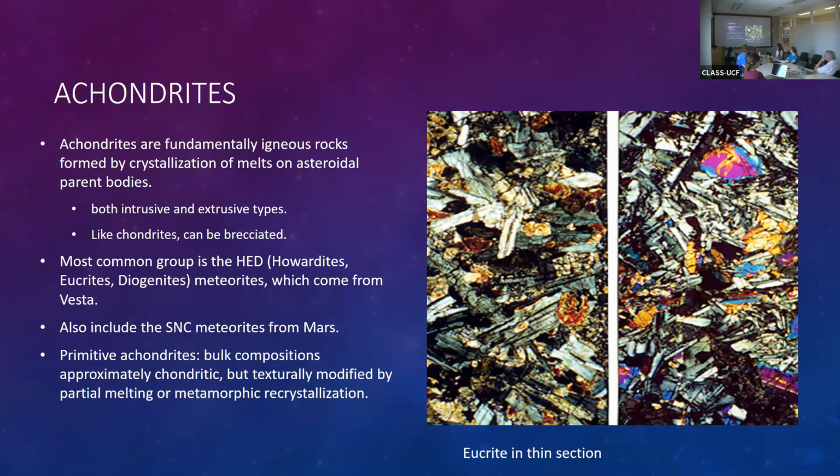So achondrites are igneous rocks formed by the crystallization of melts on the parent body. You can have them both intrusive and extrusive. They do have breccias. How do you tell the difference between an intrusive and extrusive achondrite?